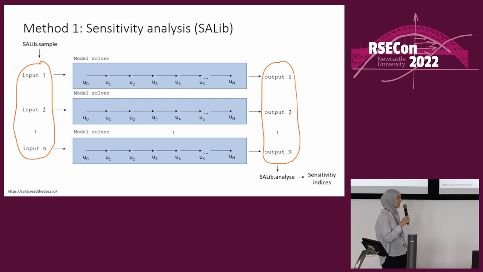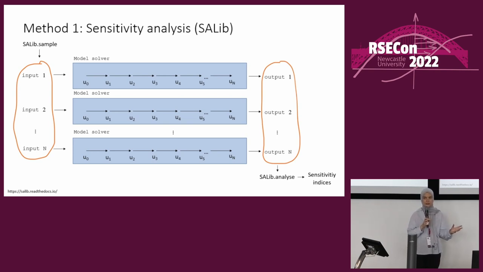And then you have some analyze function. So SALib looks at all of the inputs, looks at all the outputs, and it calculates a sensitivity index for each parameter, which tells you the relative importance of the parameter on the outputs. Depending on the method you choose, you can see their direct impact, and you can also have second order sensitivity indices, so you can see the importance of the relationship between two different parameters on the model as well.